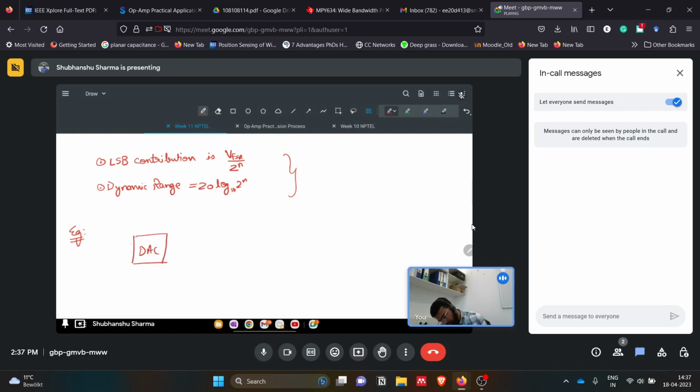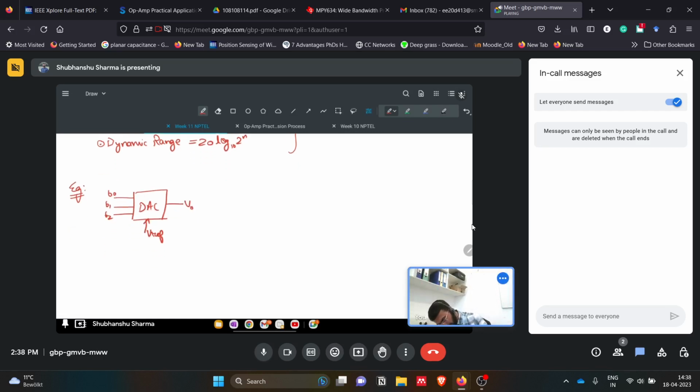So we have this DAC, 3-bit, which means we have B0, B1, B2. There we are applying the V reference voltage and we are getting an output V0. Okay, so now we have the inputs 0 0 0, 0 0 1, 0 1 0, 0 1 1, 1 0 0, 1 0 1, 1 1 0, and 1 1 1.